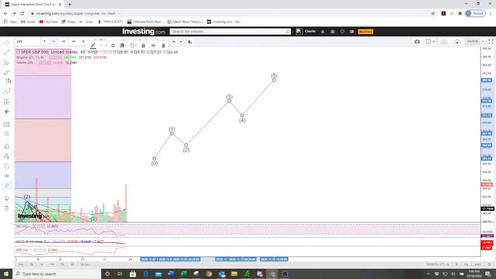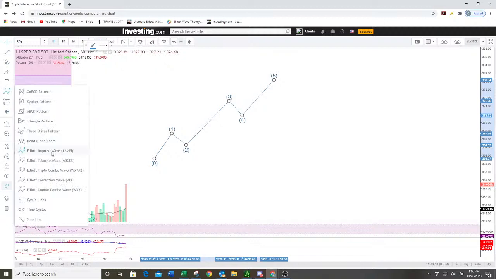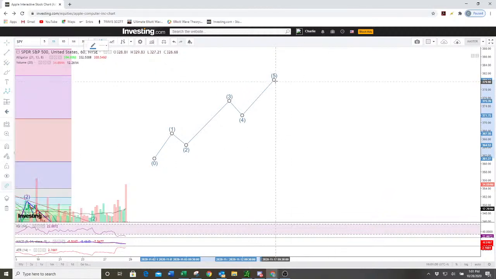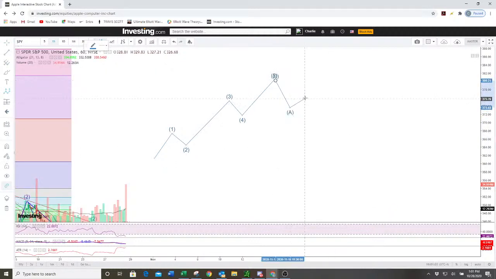And we also learned that directly after that, we typically have a correction that looks like this, an A, B, and a C. Now, that correction can come in many different forms. It can be a triangle, it can be a channel down, it can move sideways, and it can move down. But after every impulse, there will be a correction. So make sure to watch my previous video on that so you can catch up.